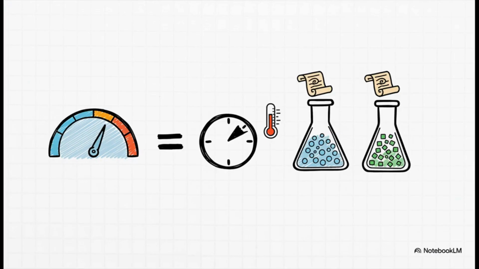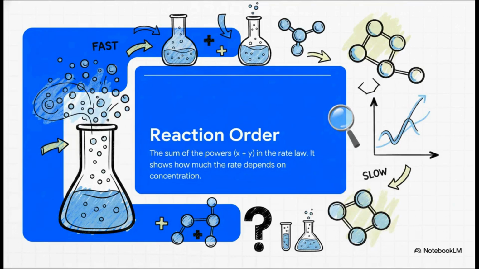The rate law is basically a formula that tells you exactly how the amount of your starting stuff, your reactants, affects the speed. In this equation, k is a constant, and A and B are just the concentrations of your reactants. Those little x and y exponents, they're the real magic here, telling us just how important each reactant is to the overall speed.